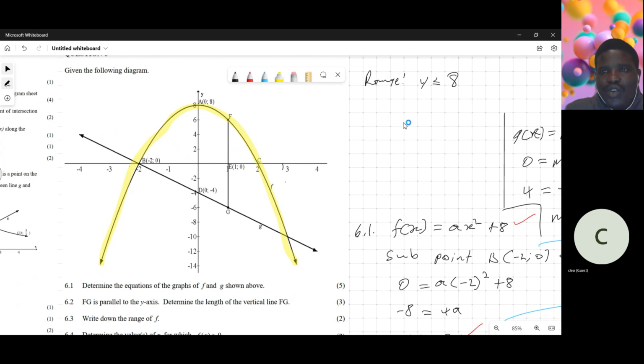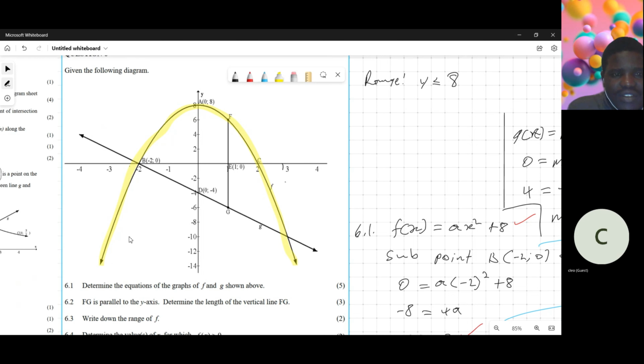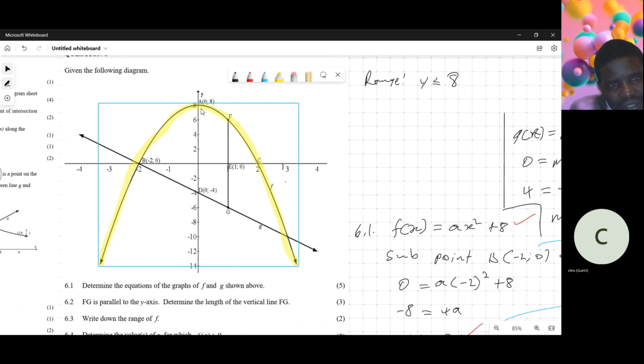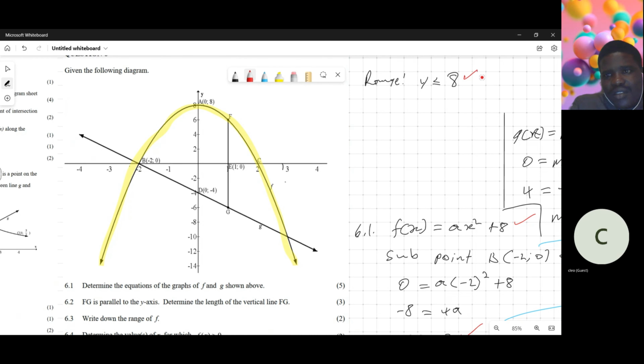So when we talk about range, first of all, we need to look at the value of a. Is a positive or negative? Is the graph concave up or concave down? If it's concave down, the value of a is negative. So what is our range? Our range is y less than the value of q. What is the value of q? There it is, it's 8. So here it's our 2 marks for free.